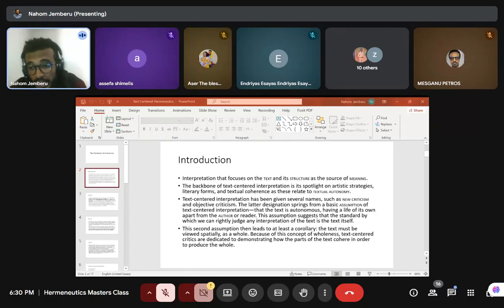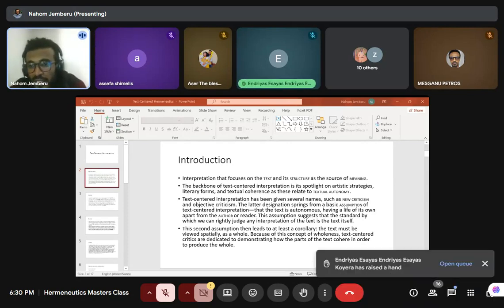It argues that the text is still the final arbiter of meaning. So meaning lies in the text, not behind the text. It believes that the text is autonomous. They believe that the author is dead. The author is actually dead, right? So we can't go back to consult him or her. So the focus is on the text itself.